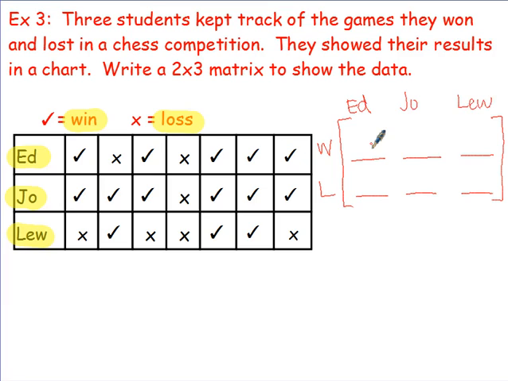So Ed had how many wins? 1, 2, 3, 4, 5 wins and 1, 2 losses. Joe had 1, 2, 3, 4, 5, 6 wins and 1 loss. Lou had 1, 2, 3 wins and 1, 2, 3, 4 losses. That is how you take raw data and organize it into a matrix. Let's look at another problem similar to this.